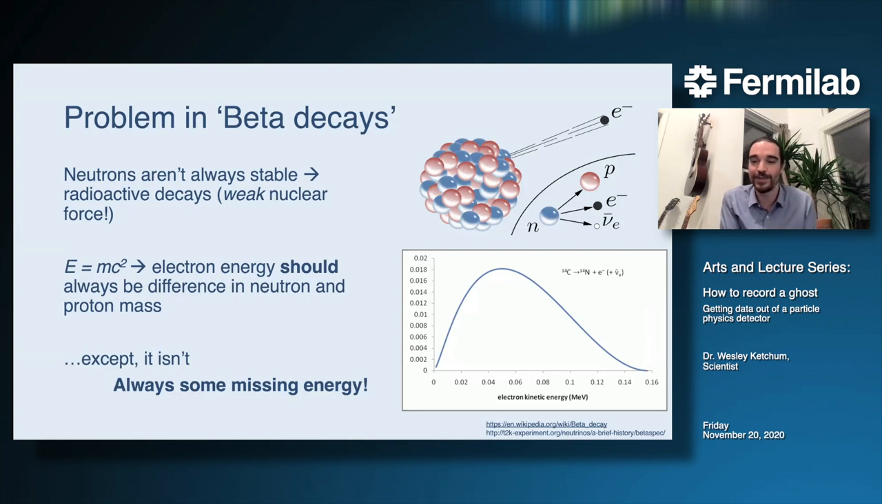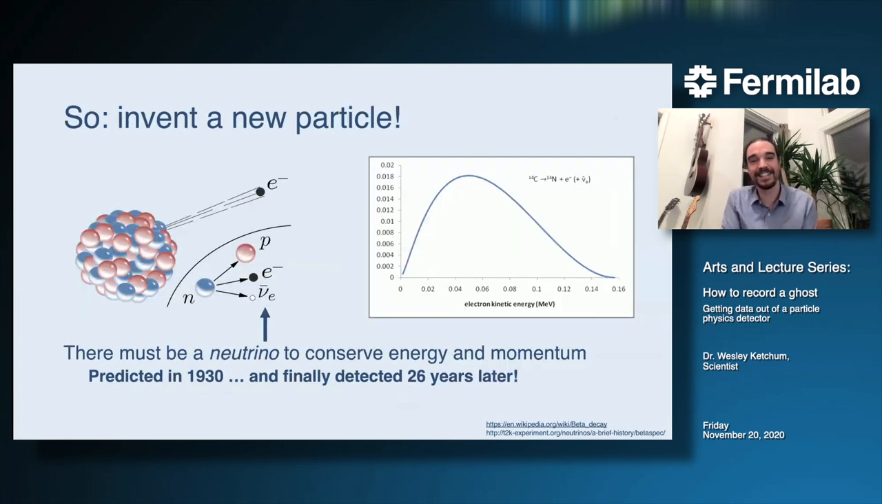This missing energy was very puzzling. So you have two options at this point. You can either say energy is not conserved, or you can say there has to be something else going on. Physicists decided that the nicer solution would be to believe that there's a new kind of particle, which eventually got called the neutrino, because otherwise you wouldn't be able to conserve the energy and momentum. That would break all of the other physical laws that we had.